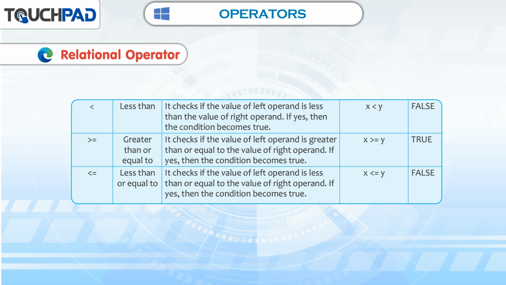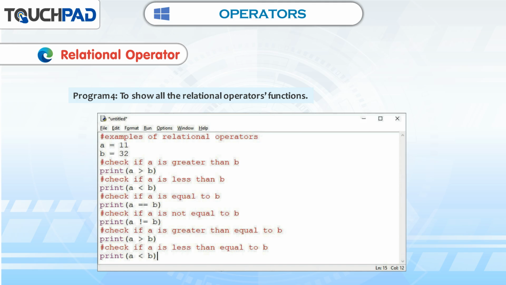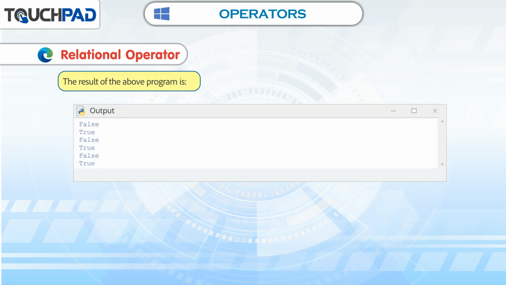Greater than or equal to: it checks if the value of left operand is greater than or equal to the value of right operand. If yes, then the condition becomes true. x >= y, True. Less than or equal to: it checks if the value of left operand is less than or equal to the value of right operand. If yes, then the condition becomes true. x <= y, False. Program 4. To show all the relational operators functions. The result of the above program is shown.